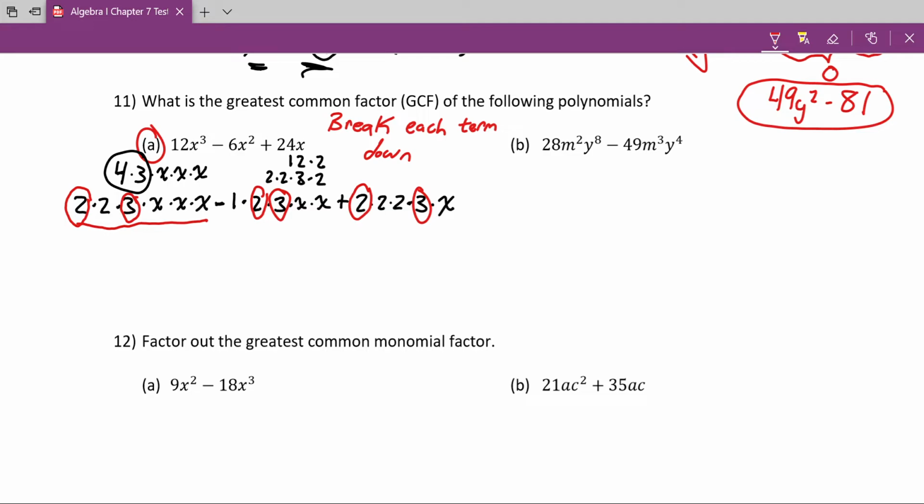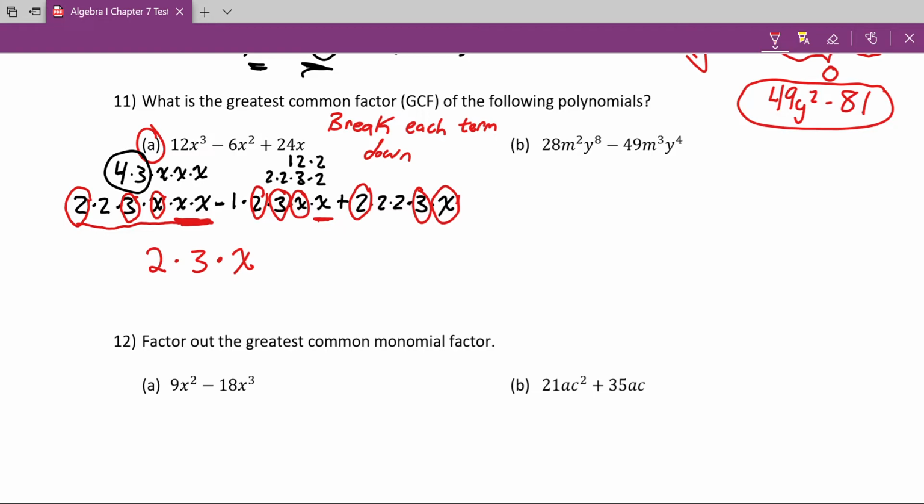And lastly, I want to see how many x's they share. Well, if we look, 12x to the third has 3 x's, negative 6x squared has 2 x's, and 24x just has 1 x. So I can only circle one of these x's, because even though 12x to the third has these second 2 x's, and this one also has a second x, this one does not. All right, so my last step is saying what factors they all had in common. Well, I know each one had a 2, each one had a 3, and each one had an x.